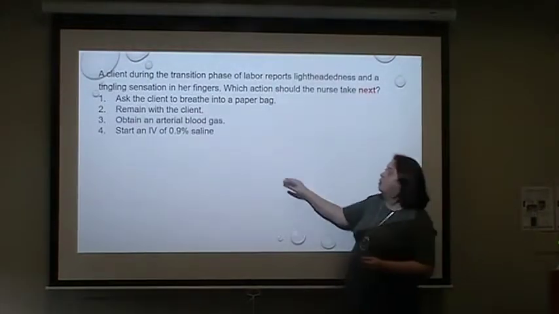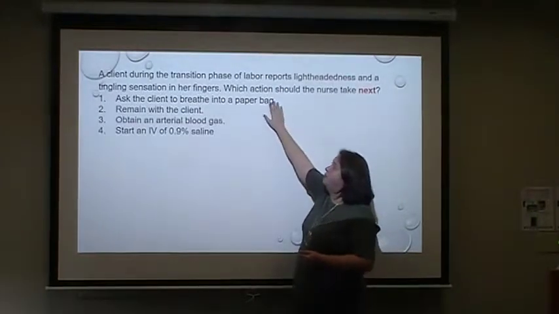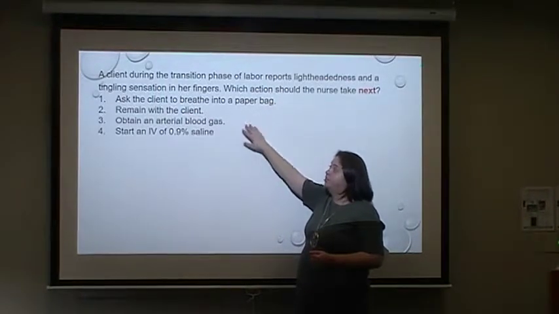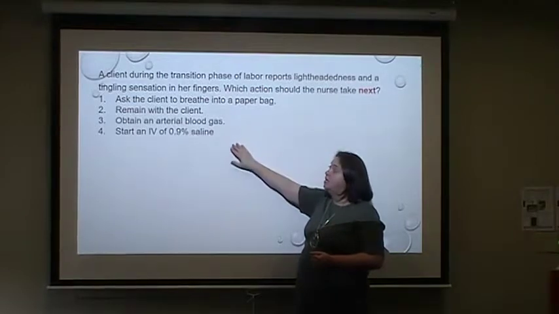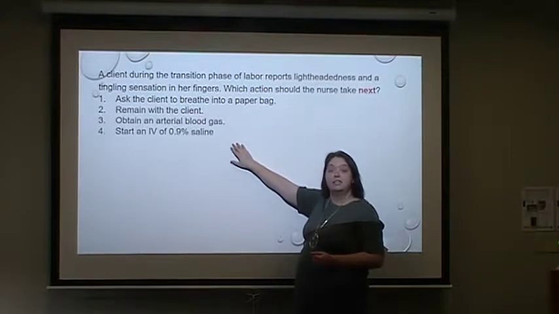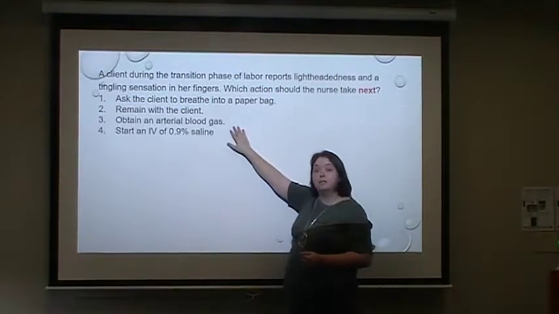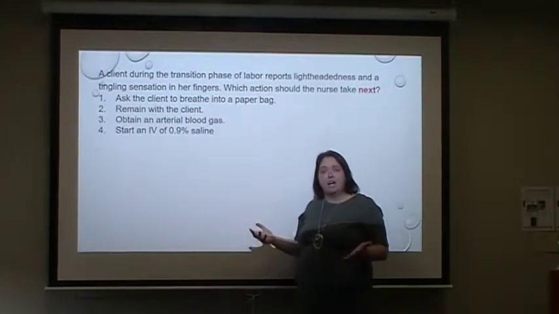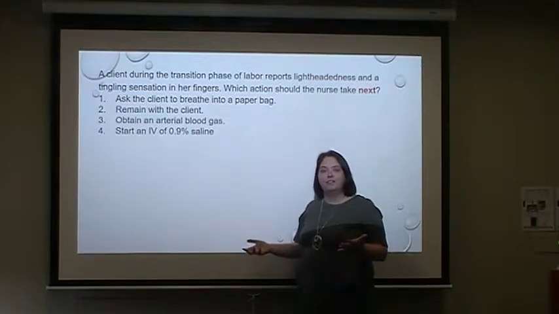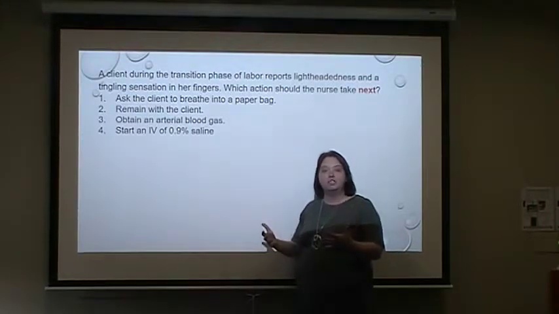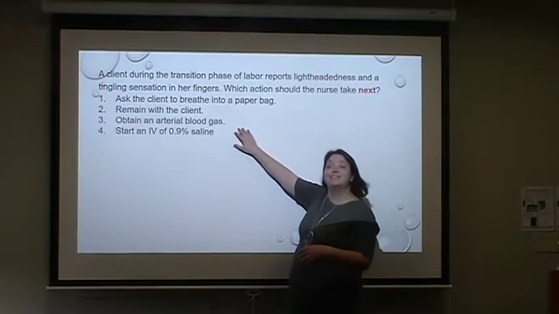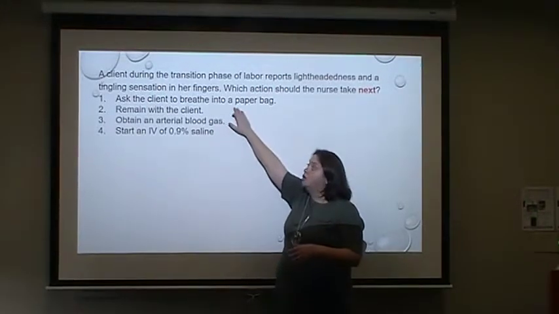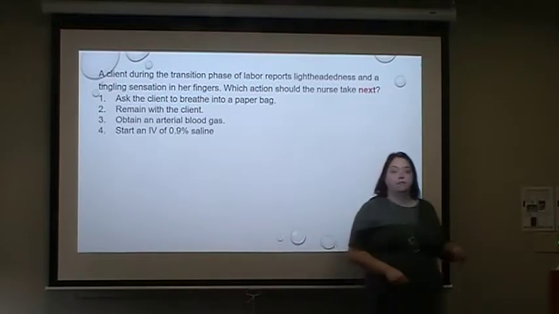So I go back to my question. Ask the client to breathe into a paper bag, that's going to be an implementation. Remain with the client, implementation. Get an ABG, assessment. And start an IV saline, that's going to be an implementation. So I should start with number 3, obtain the arterial blood gas. But for everyone who's hyperventilating, do I need to get an ABG for them? No, that would be way too much of an intervention. So number 3 doesn't make sense for my topic. So that means I'm now going to eliminate number 3 and hold on to my implementations 1, 2, and 4.